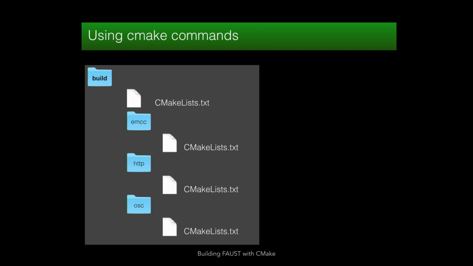Okay, in the build folder you have various CMake list files. These CMake list files are the settings for the different projects, and the main one is at the root of the build folder, and you have specialized CMake files for EMCC, to compile WebAssembly or WASM code, and for HTTP and OSC.